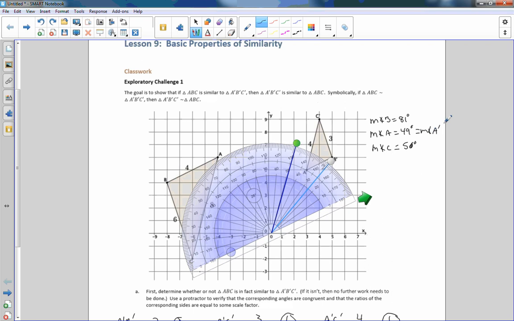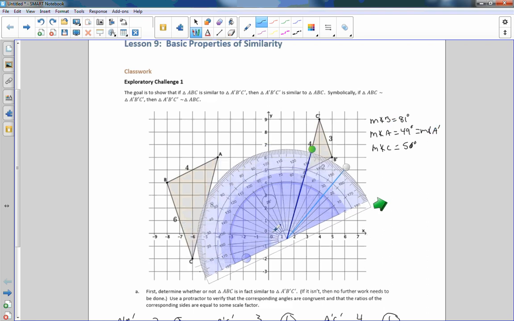And this is how I'll write it. The measure of angle A equals 49 degrees, which also equals the measure of angle A prime. So the measure of angle A equals the measure of angle A prime. If A equals B and B equals C, then A equals C. That's the transitive property. Okay.